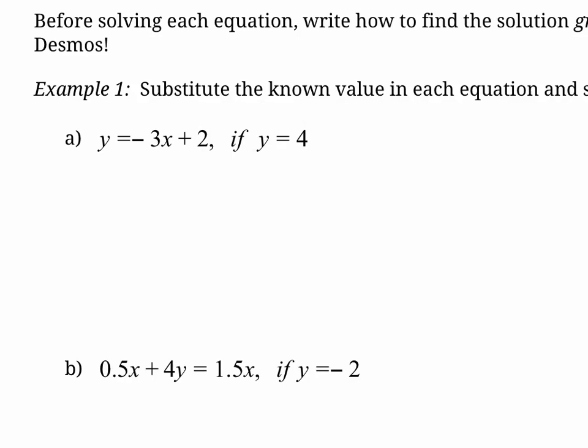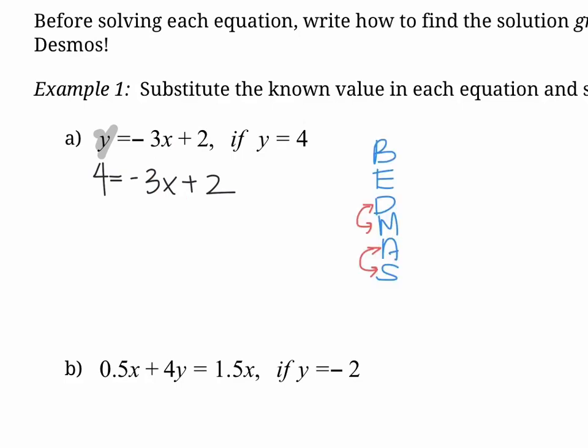So first thing I'm going to do is substitute what I know. I know y, so I'm just going to replace it. So y is just 4, so here I go. 4 is equal to negative 3x plus 2. There's no fractions here. There's nothing that complicated about this equation, so all we're going to do is get x on its own. I want to do a quick reminder of what number to move first.